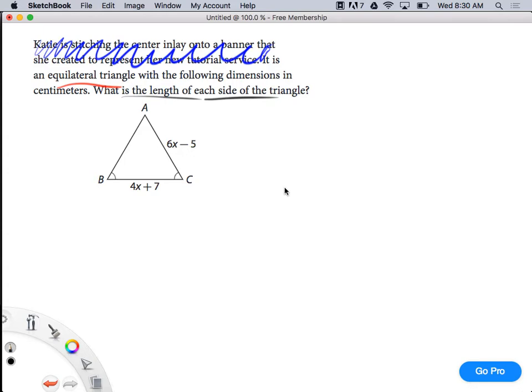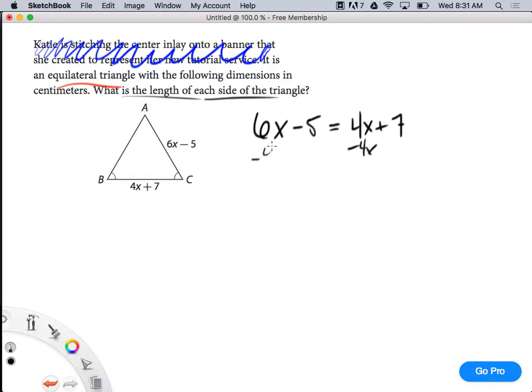Guys, let me kind of demystify this for a second. If I need to solve for a variable, what do I always have to create? An equation. If I want to solve for a variable, I have to create an equation. So the question is not what do I do as much as what equation can I create? And so the equation that I can create is 6x minus 5 equals 4x plus 7. I set the sides equal to each other because it's an equilateral triangle. And then from there, I just solve.